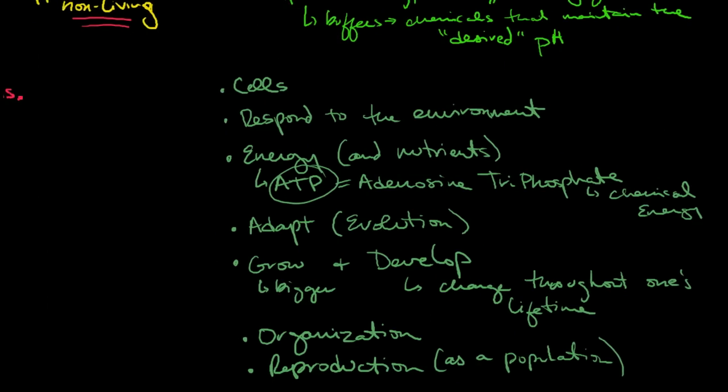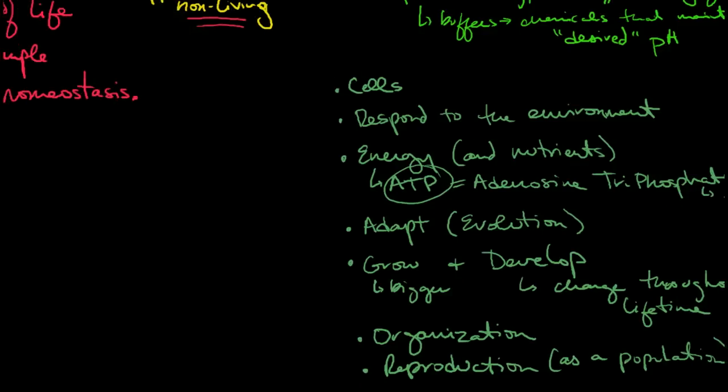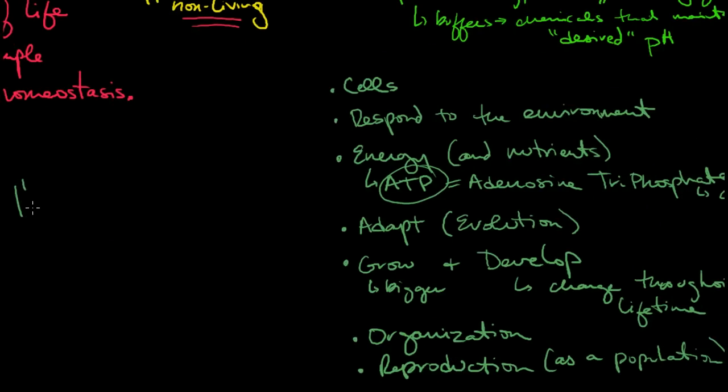And let me give you a mnemonic that might help you remember this list. We start with homeostasis. Talk about cells, responding to the environment, energy, adaptation, growth and development, organization, and reproduction. H. Krigor. It's like somebody's name. Like, I don't know, Howard Krigor. But H. Krigor might be a good way to try to remember this list, but it is something that you're going to need to know.